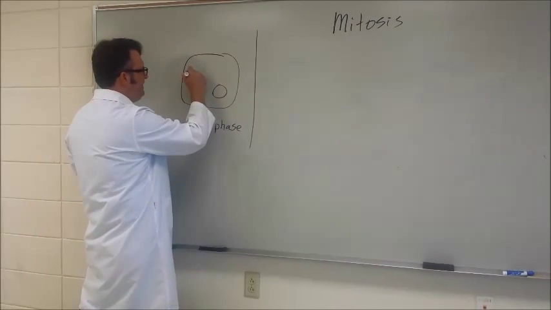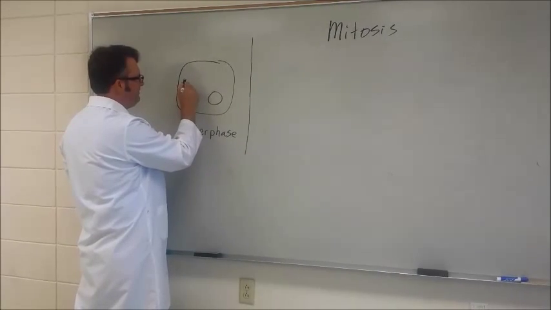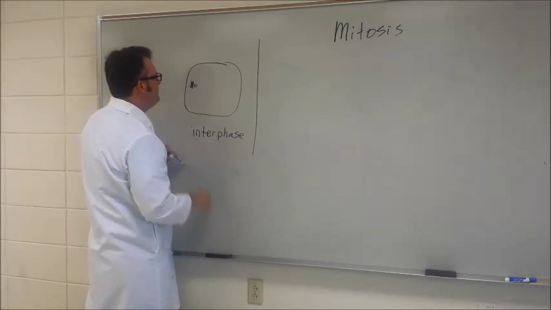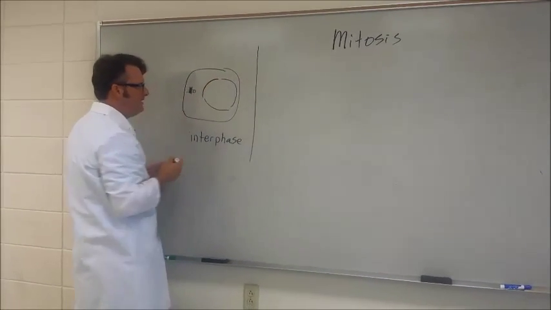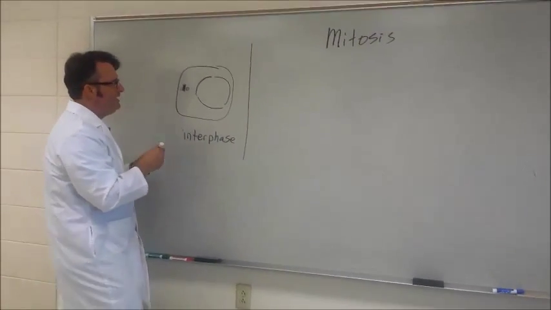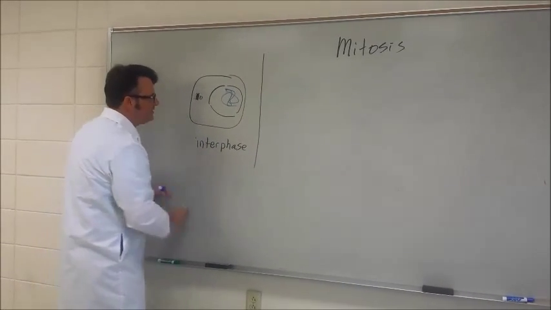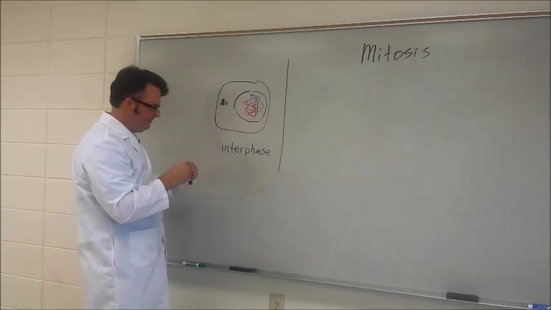Anyhow, in the cell, there are centrioles. We're going to identify those. And then I'm going to make the nucleus a little bit larger. Let's do it like that where we can see a little bit better. And I'm going to put some DNA in here. I'm going to put some red and some blue DNA just so that we can track this whole situation as we go from start to finish.